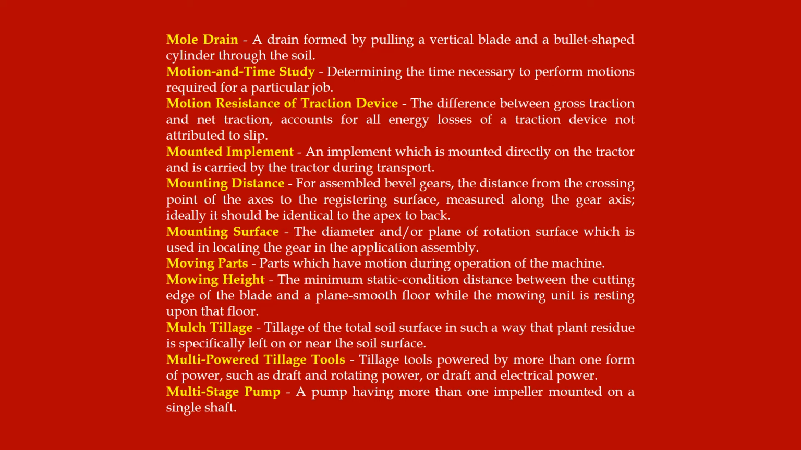Mulch tillage. Tillage of the total soil surface in such a way that plant residue is specifically left on or near the soil surface. Multi-powered tillage tools. Tillage tools powered by more than one form of power, such as draft and rotating power, or draft and electrical power. Multi-stage pump. A pump having more than one impeller mounted on a single shaft.